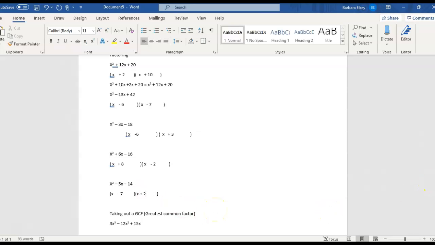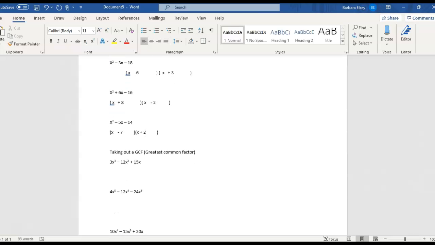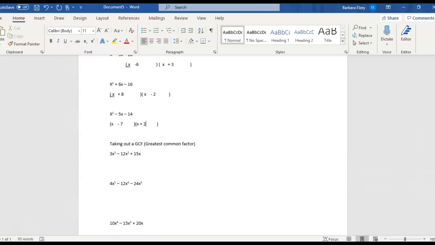All right, now let's practice a little bit taking out a greatest common factor, or a GCF. We're going to see some problems where we have bigger exponents and we want to take out a greatest common factor first. When we see these problems, we want to look at all of the numbers in our terms and take out the biggest number that will divide evenly into all of the terms we have. In this case, a 3 will go into 3, 12, and 15. So I'm certainly going to take out a 3.